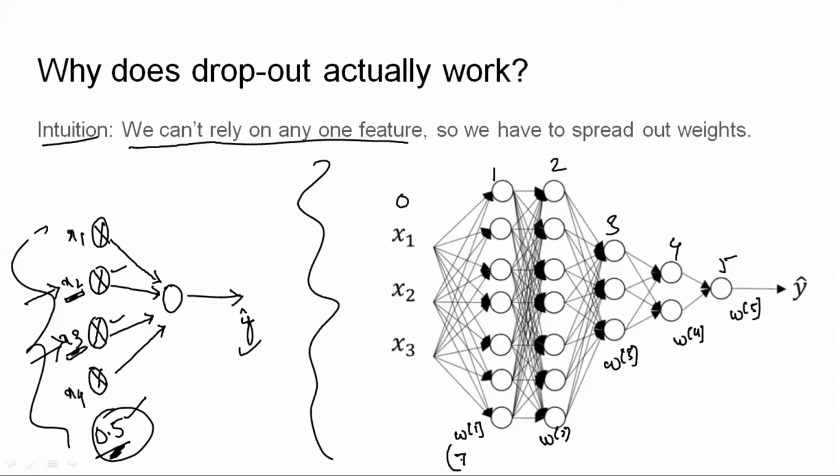Okay, so W1 would be a 7 cross 3 matrix. W2 would again be a 7 cross 7 matrix. W3 would be a 3 cross 7 matrix. Okay, W4 would be a 2 cross 3 matrix, and W5 would be a 1 cross 2 matrix.